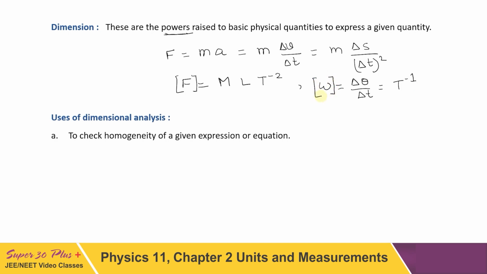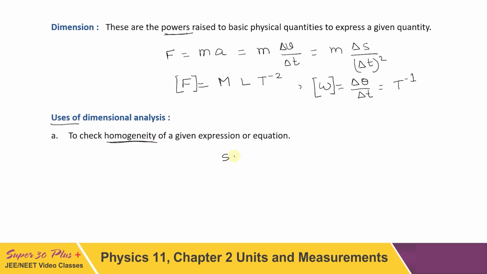Now why are we studying this dimensional analysis? What is its use? Why is it needed in physics? Now let us see some of its uses. The first use that we know is to check the homogeneity of a given expression or equation. What is this homogeneity? In simple words we can say that it is the correctness of an equation or expression.